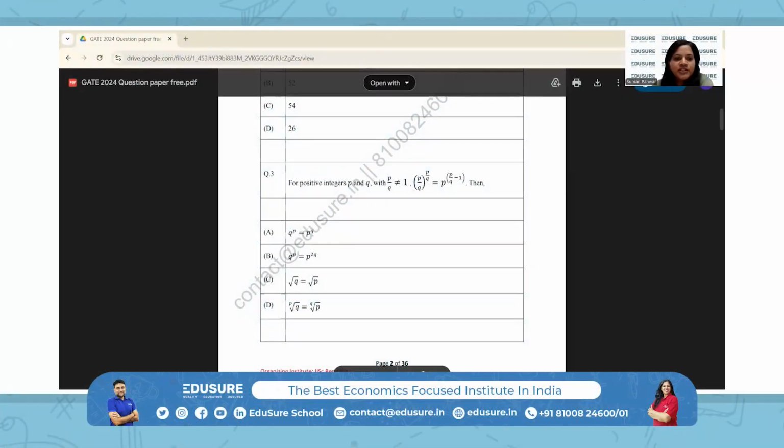IIT GATE 2024, question number 3. For positive integers p and q with p/q not equal to 1, this equality holds: (p/q)^(p/q) = p^(p/q)/... Then we have to choose the correct option.